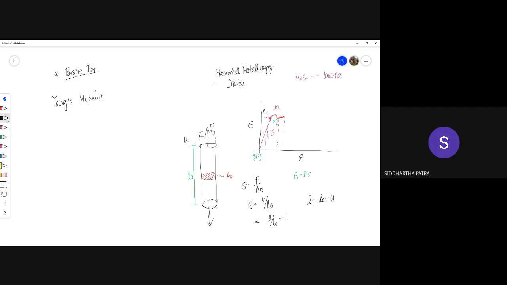This zone you can refer to as the lower yield point, or the yield point in general. This phenomenon is also called yielding.